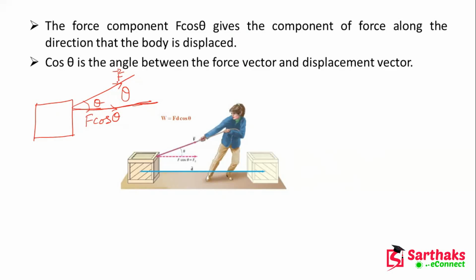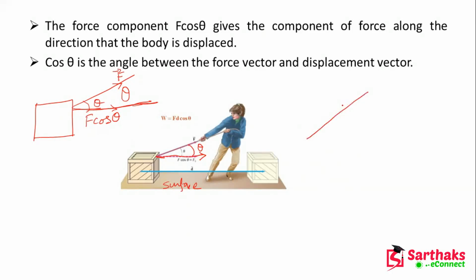So I am pulling in this direction, but the body is moving towards the force direction, with an angle theta, right? This is the ground, or the surface, over which I am pulling this. At that time you can see that the object will move in this direction, and this angle is your theta. So the component of displacement is F cos theta, and theta is the angle between the force vector and the displacement vector.